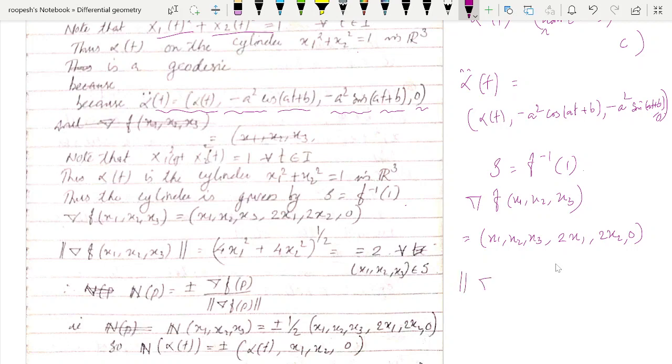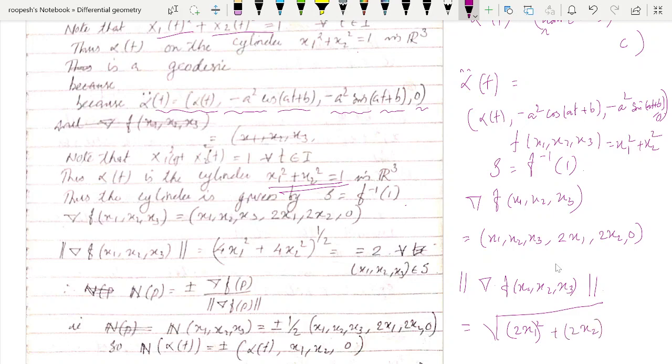Here f is defined as f of x1, x2, x3 equal to x1 square plus x2 square, so the last component is 0. Now we want to find the norm of del f of x1, x2, x3. It is the square root of 2x1 squared plus 2x2 squared, that is root of 4, which is 2.